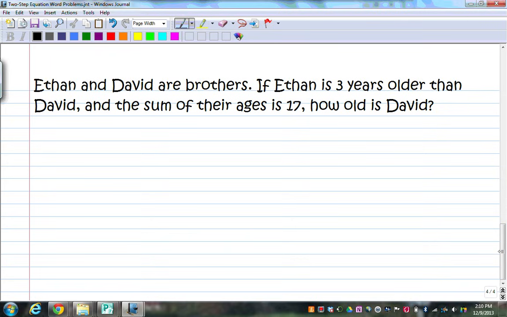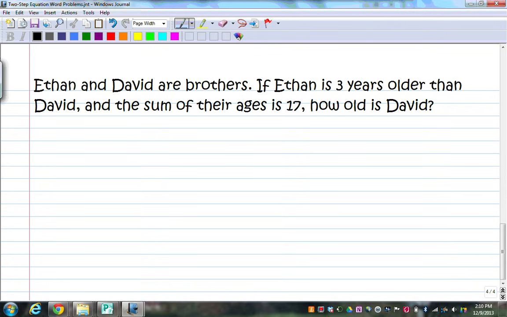Okay, my last one is really interesting. See if you could do this problem yourself. Ethan and David are brothers. If Ethan is 3 years older than David, and the sum of their ages is 17, how old is David? Pause the video and try that.